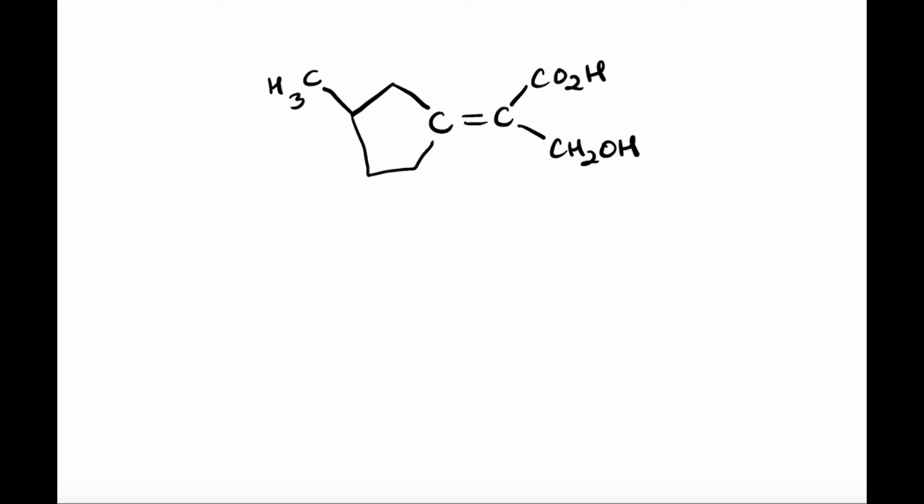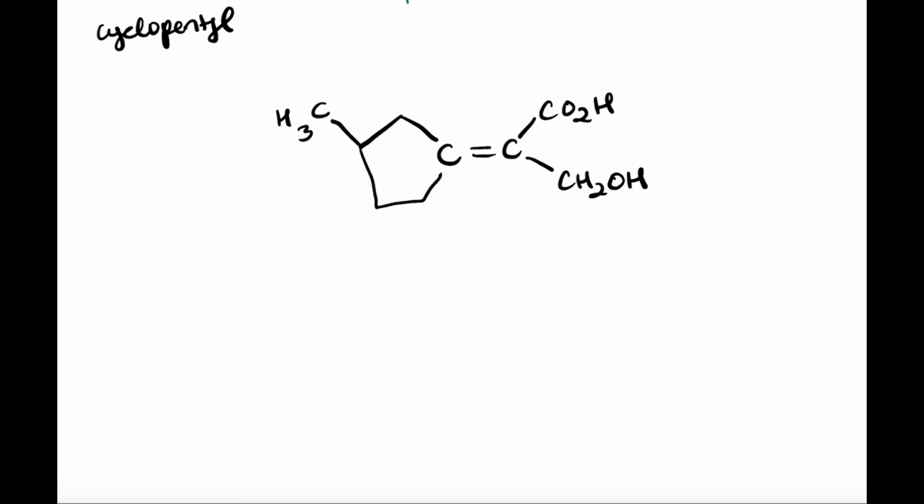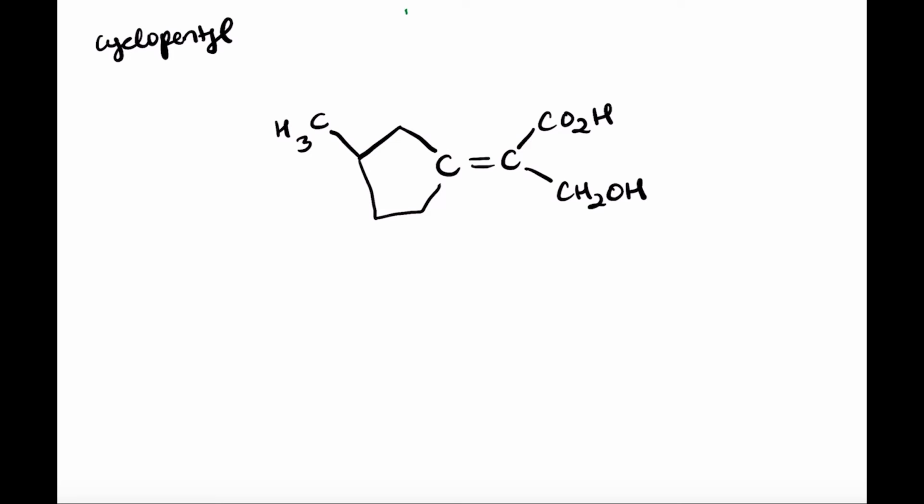I have another example I have written here. Now this is a cyclopentyl group because there's 1, 2, 3, 4, 5 carbons. So this is known as a cyclopentyl group.